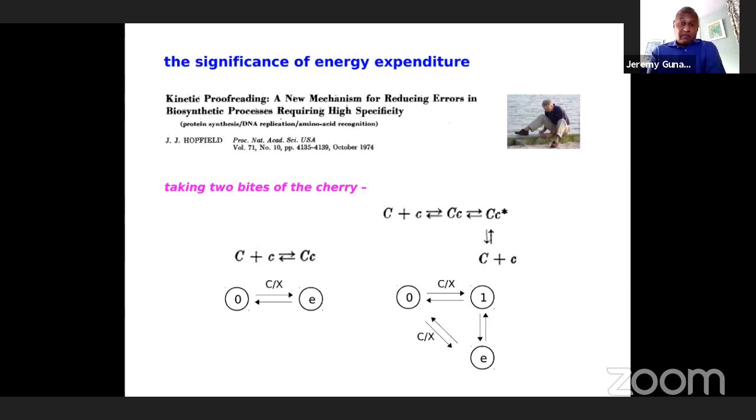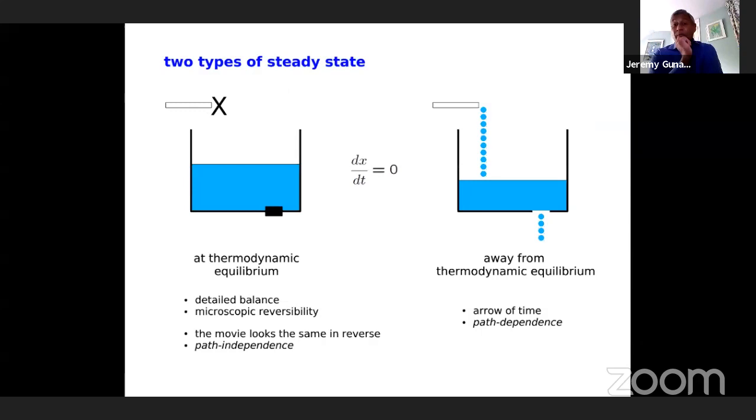And it seems fine. What's the problem? And why do you need energy expenditure? And thereby hangs the thread on which much of the rest of the talk will rest.